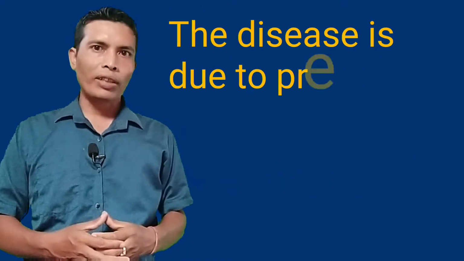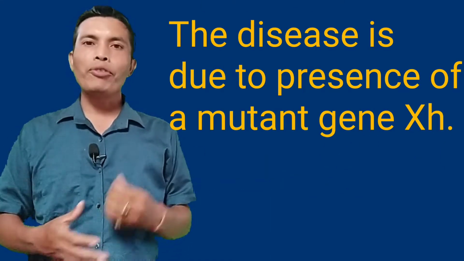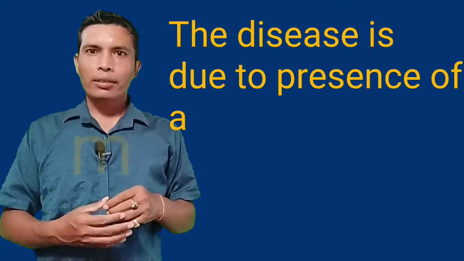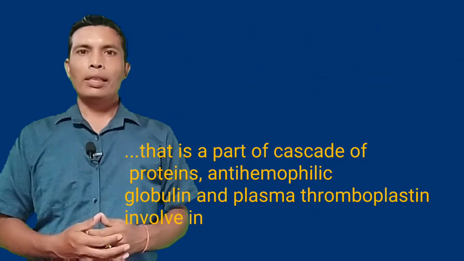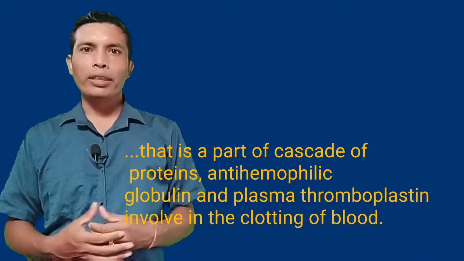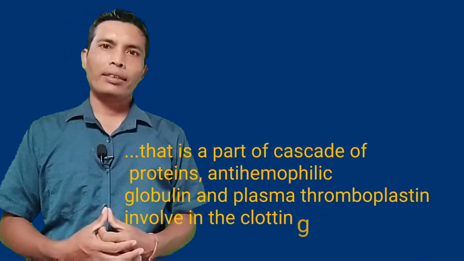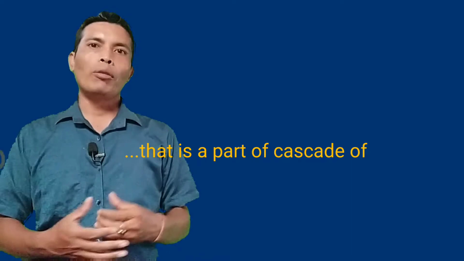This disorder, hemophilia, is due to presence of a mutant gene, X-linked, that is a part of the cascade of proteins, antihemophilic globulin or plasma thromboplastin, involved in the clotting of blood.